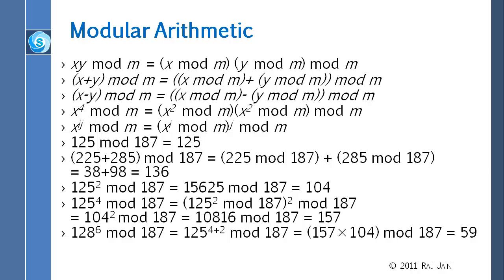We want to do 125 squared. We do the square, we find out it's 15,625. We reduce it mod 187, we get 104. Right? We want to do 125 raised to 4. Now, you really don't want to do this first. Basically, what you do is you do the square first and then you square it later. So first you do the square and you get 104. Then you square the 104. Okay? Then you get 10,000 and you do mod now and you get 157.